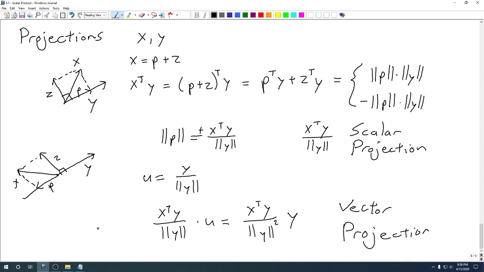There are a couple other things people will write. The book doesn't do this, but some people write the projection of x onto y. That's what we called it. And some people will also turn this magnitude of y squared into y transpose y. So they'll write this as x transpose y over y transpose y, times y. Just because having a scalar product over a scalar product is kind of enticing.